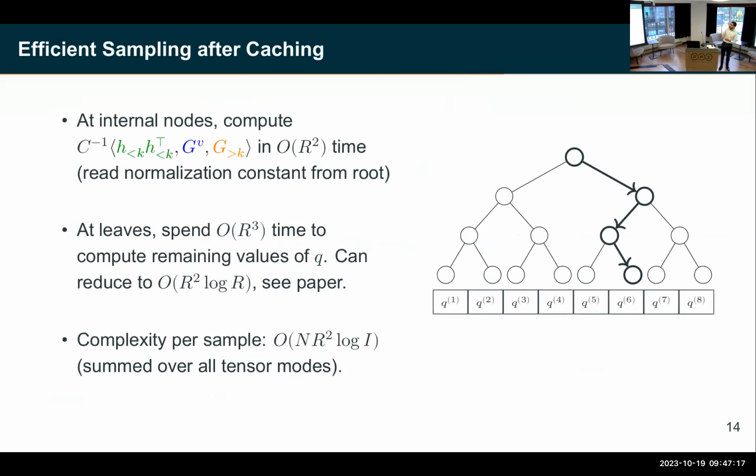Once you have this, at each internal node, you can compute this quantity that I showed you earlier in O(R^2) time per node. That C inverse normalization constant, I can read off the root. At the leaves, I do need to spend O(R^3) time to compute the remaining values of Q, but if you look at the paper, you can reduce this to O(R^2 log R). The complexity per sample turns out to be N R^2 log I. We're doing R^2 work at each internal node, summed over all nodes along the path from the root to the leaf, plus a little more work at the leaves, and summing this over all tensor modes gives you the final complexity.